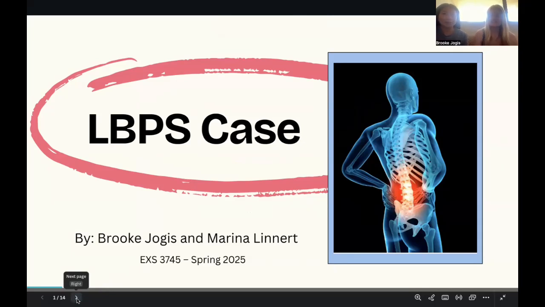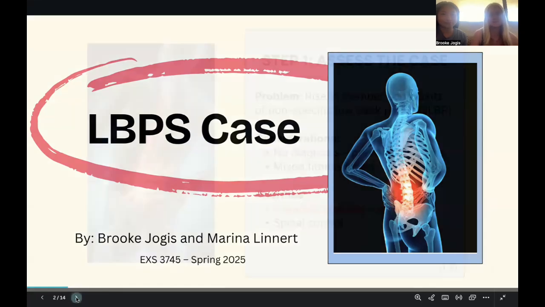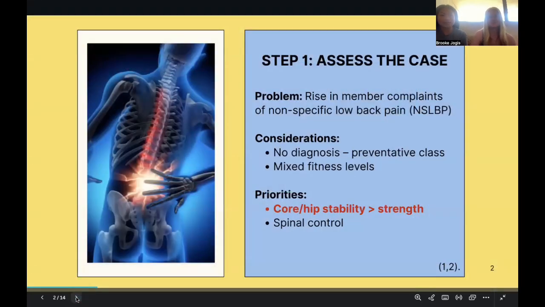And today we'll be presenting our low back pain prevention class designed for exercise 3745. We created this program by applying current research, using ACSM guidelines, and key course concepts to address nonspecific low back pain. Step 1. Assess the case.